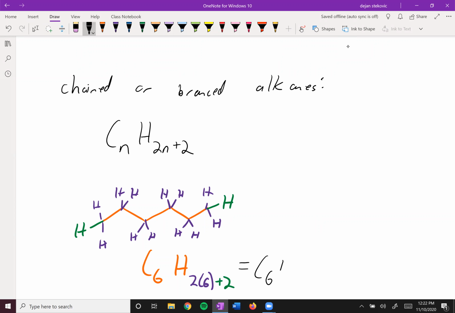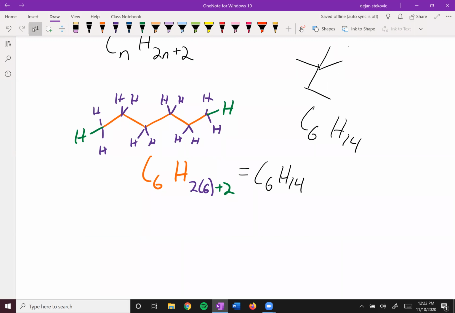And so this is C6H14. And branching doesn't matter, right? If you think about a branched molecule like that, if it's still got 6 carbons, it will still have 14 hydrogens. You can do a couple examples yourself to prove that this is true. And so what we say is that all of these compounds are saturated with hydrogens, right? They've got the maximum amount of hydrogens that they can have.